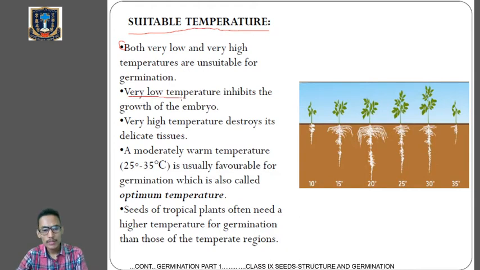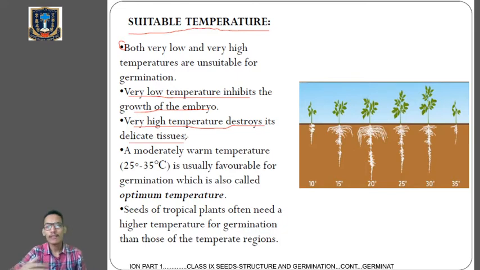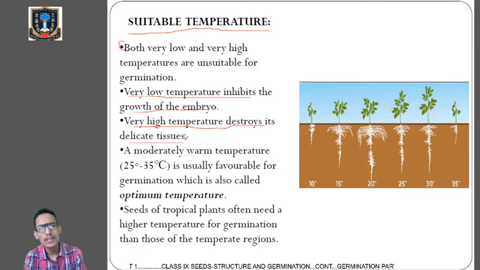Because very low temperature inhibits, means stops. Very low temperature inhibits the growth of the embryo, and very high temperature will destroy the delicate tissues. So very low and very high temperatures are not suitable for the process of germination. So what is the suitable temperature for germination?